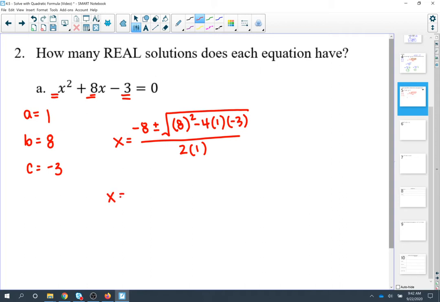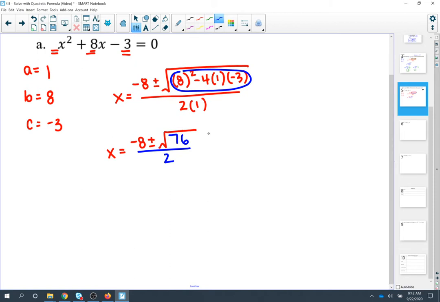If we simplify, x equals negative 8 plus or minus the square root, but I'm going to make it a little bit shorter. I'm going to grab my calculator. Make sure you are using parentheses. So 8 squared minus 4 times 1 times negative 3, which is 76, all over 2. Now, at this point in time, 76 does not come out nicely like our last example, so I can break it down. 76 divided by 2 is 38. 38 divided by 2 is 19.